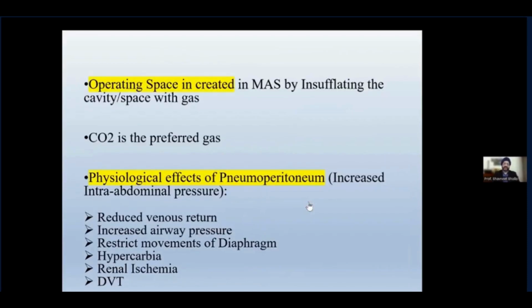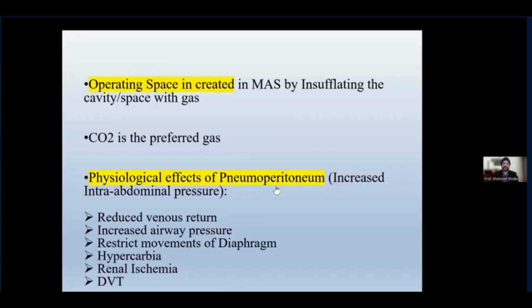The operating space in minimal access surgery is actually created by insufflating the cavity or the space with gas. CO2 is our preferred gas. But a laparoscopic surgeon must understand the physiological effects of creating a pneumoperitoneum. You are going to fill that space or abdominal cavity with gas.